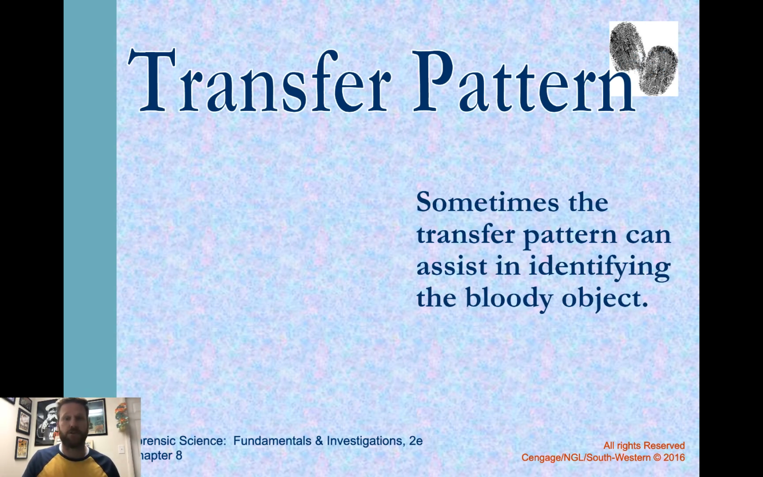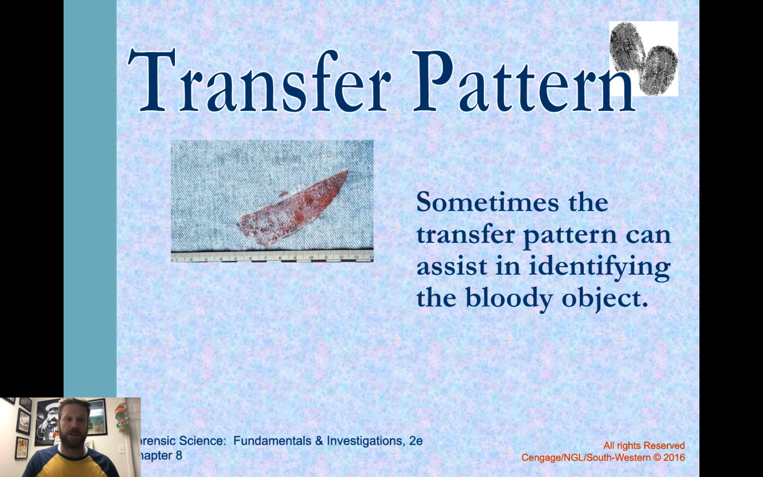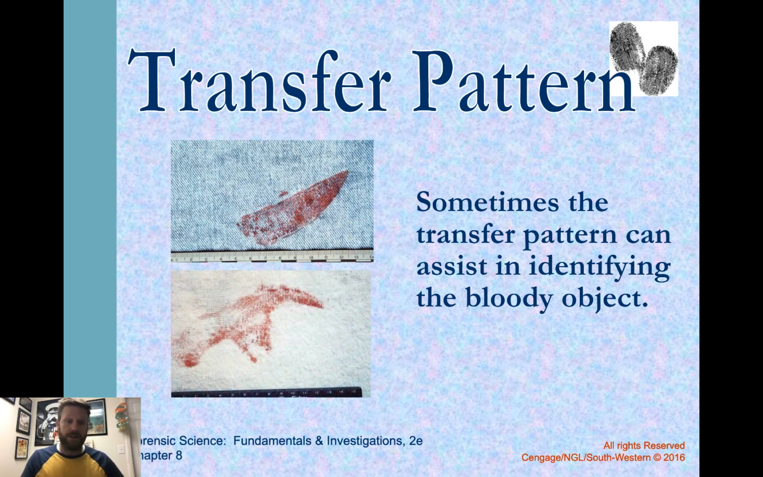Sometimes you can use a transfer pattern to help you identify a bloody object. So here, we know that's a knife blade on somebody's jeans. They wiped the blood off on their jeans. Okay, this is an outline of a hammer, the head of a hammer. So we can get an idea from the transfer pattern what the bloody object was.